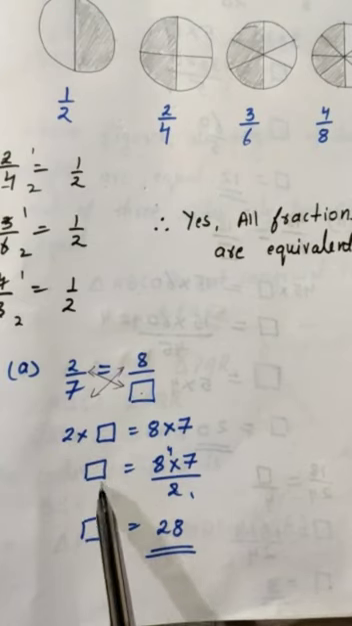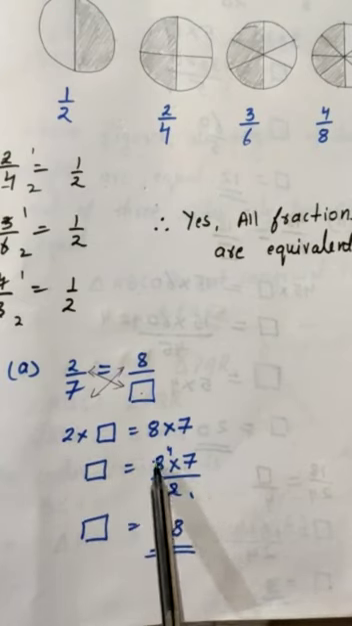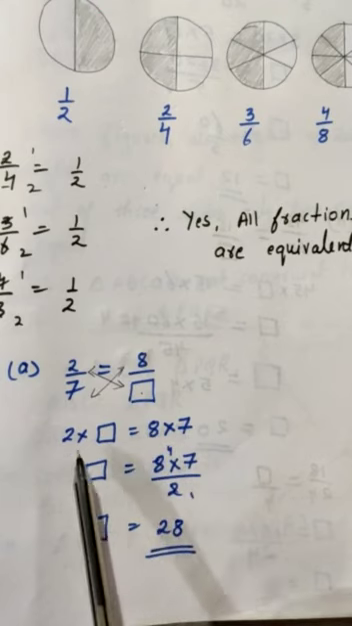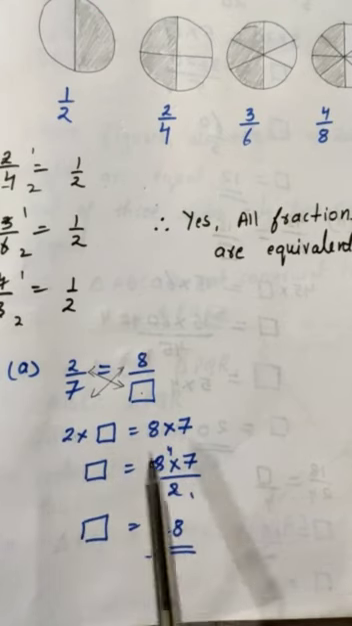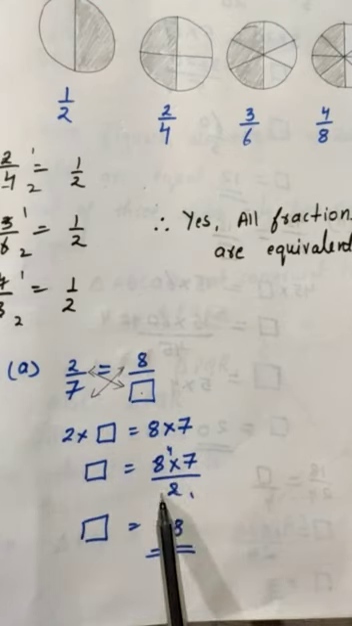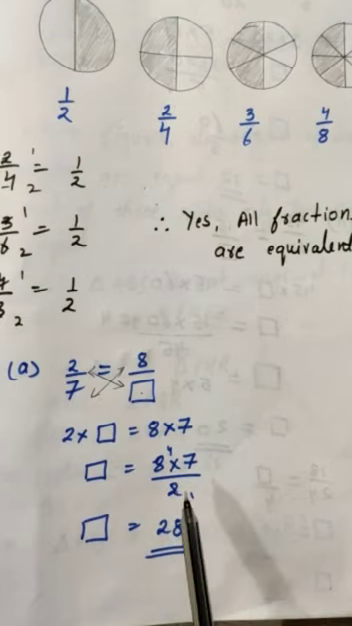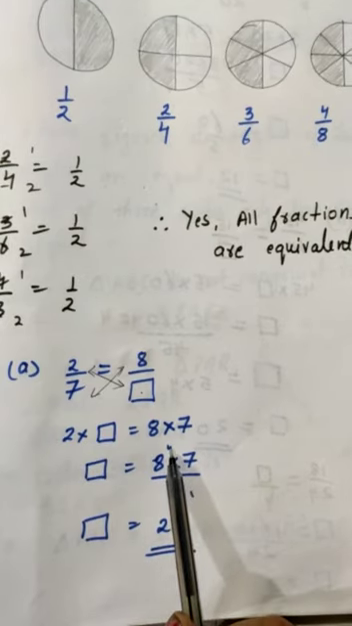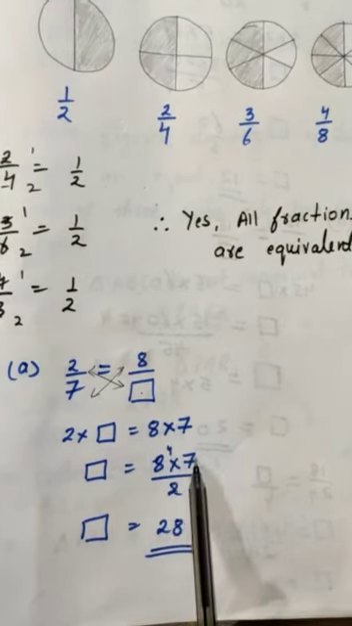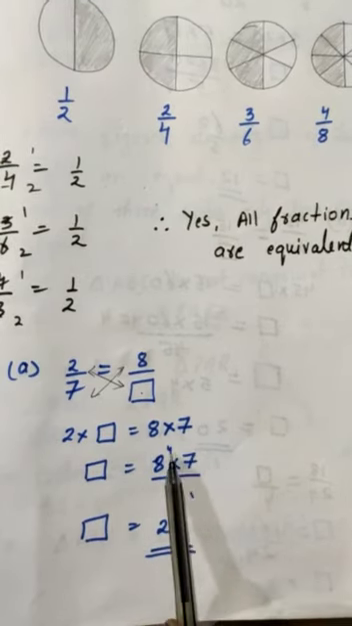Then box will become equal to 8 into 7, upon 2, because you shifted 2 from the left hand side to the right hand side, so 2 will go in the denominator. Now you will cancel 2 and 8. 2 ones are 2, 2 fours are 8. So what is remaining now? 4 into 7, and 4 into 7 gives you 28. So this way you have to solve these sums.